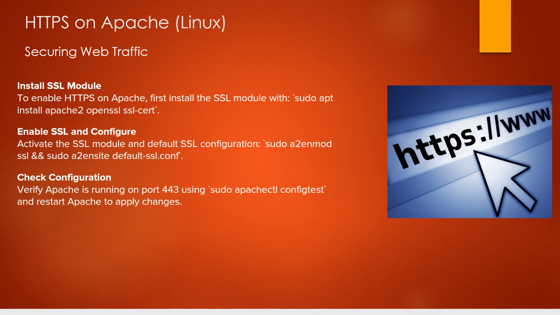For HTTPS on your Linux server using Apache, the SSL module needs to be installed and activated. You can start by installing the necessary packages for SSL, including Apache 2, OpenSSL, and ssl-cert. Once installed, enable the SSL module with the a2enmod command and set up the default SSL site configuration. You should verify the Apache configuration and check that it is listening on port 443. This will help ensure that the server is ready for HTTPS connections. You should also remember to restart Apache after making changes to apply the new configuration.